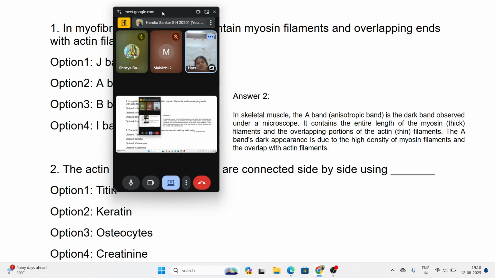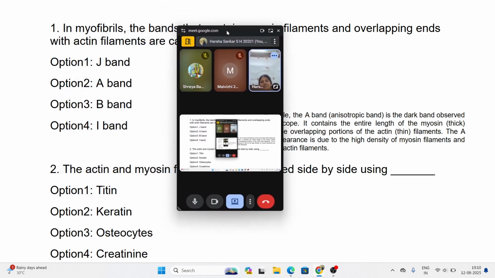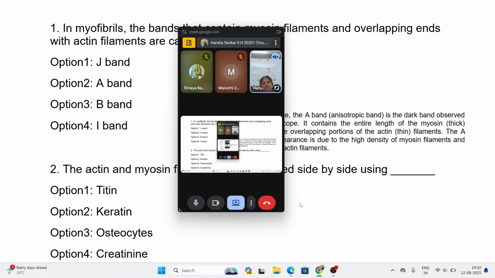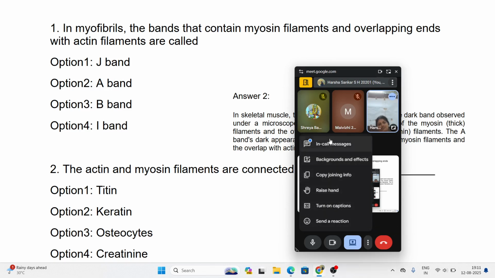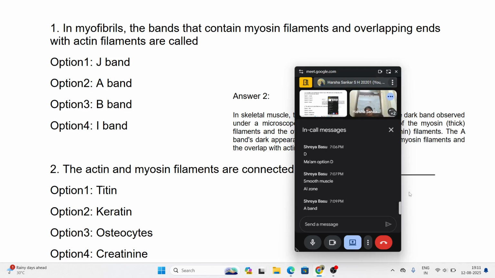Next question: actin and myosin filaments are connected side by side using dash. So actin and myosin are connected to the Z line by this thing. So what is that thing? Option 1 titin, option 2 keratin, option 3 osteocytes, option 4 creatinine. What is the correct answer? Side by side connected by dash. Any answers?